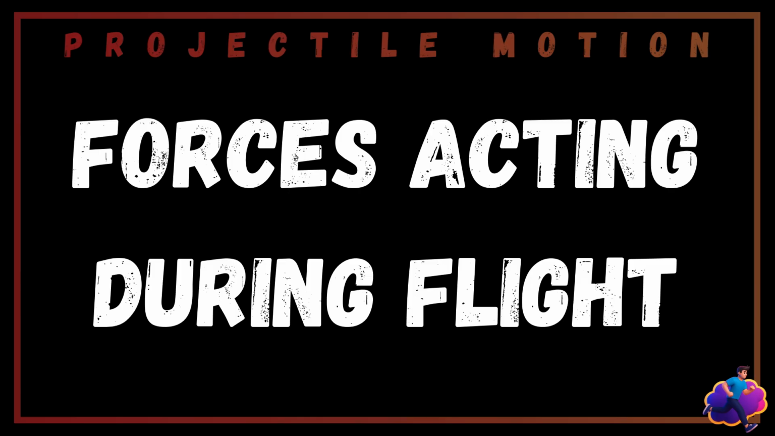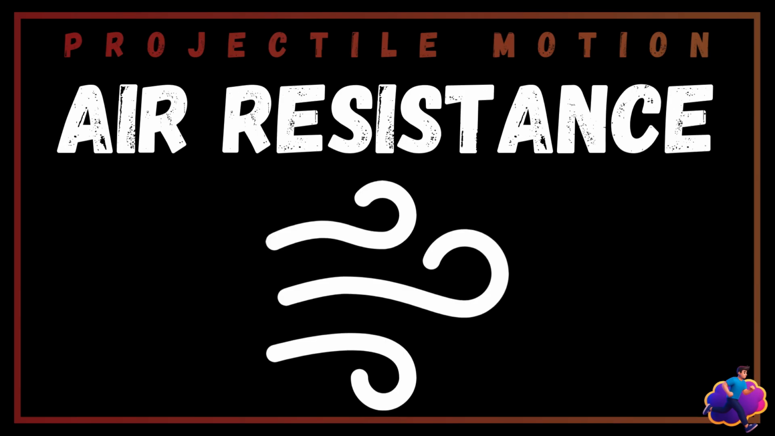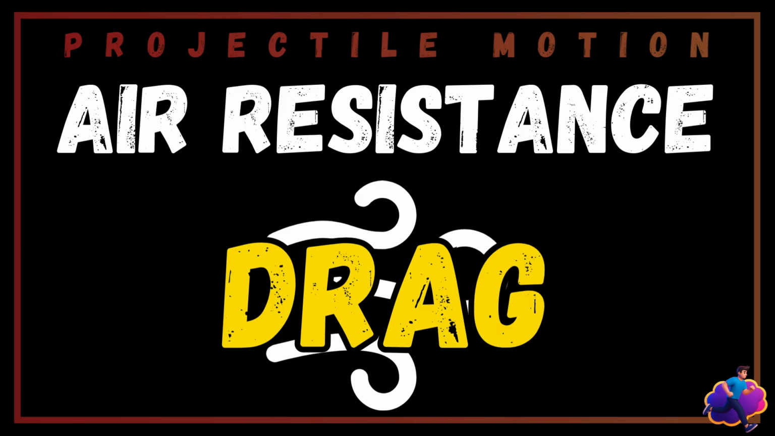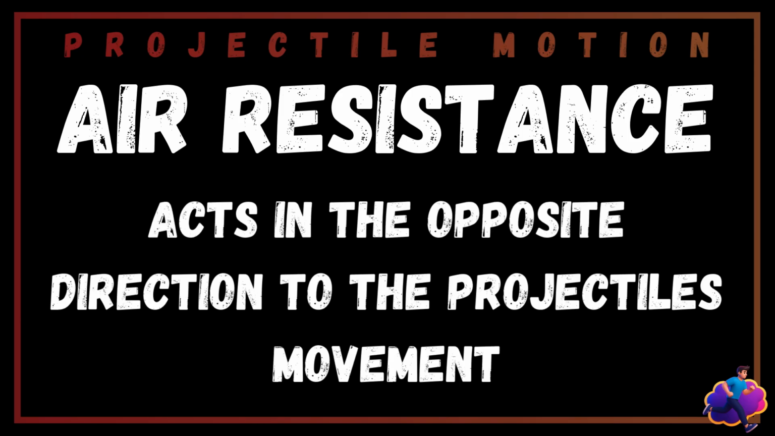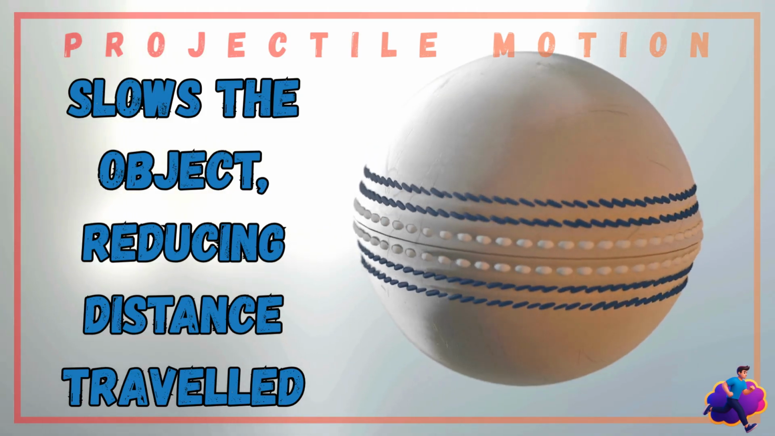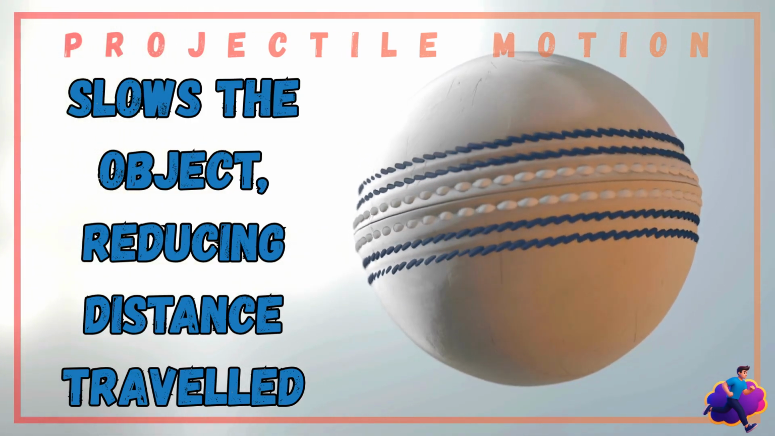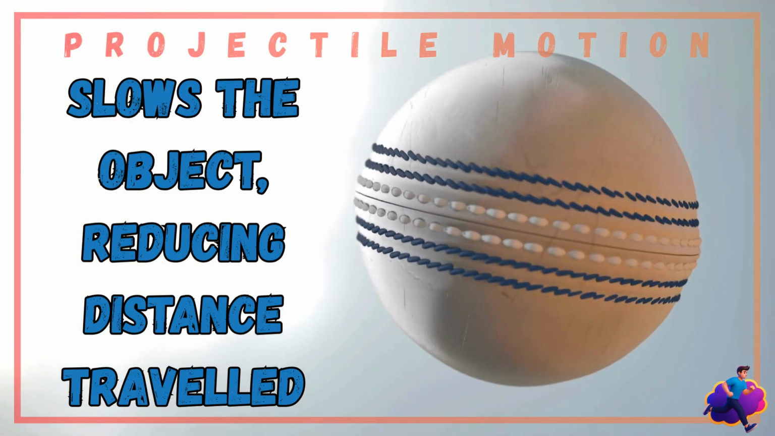So far we've talked about factors controlled by the athlete. Now let's look at some of the forces acting during flight. One of these forces is air resistance, also known as drag. Air resistance is a force that opposes motion through the air. It acts in the opposite direction to the projectile's movement. Air resistance slows the projectile down and reduces the distance it will travel.